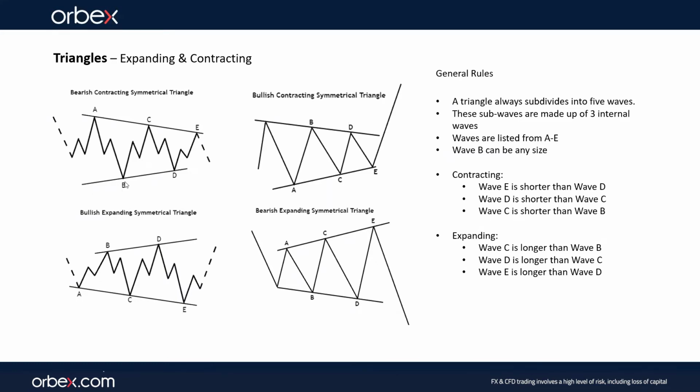Waves are listed from A to E, and wave B can be any size. So basically, there's not really any rules with wave B, as long as it does obviously have a wave. We have wave A here, it can't finish up here, it has to have a bit of length, but it can be as big as it wants.